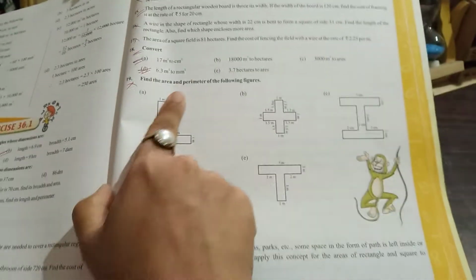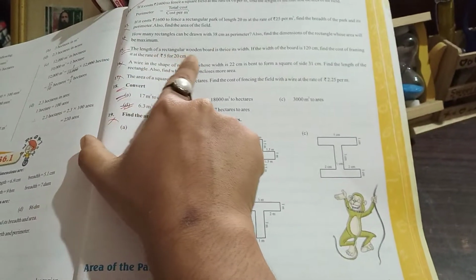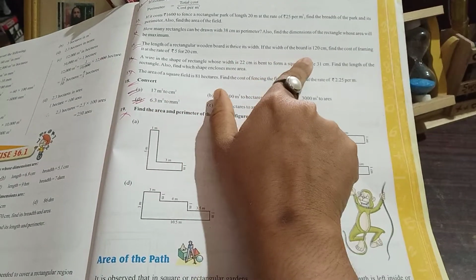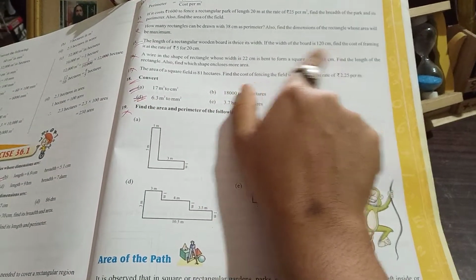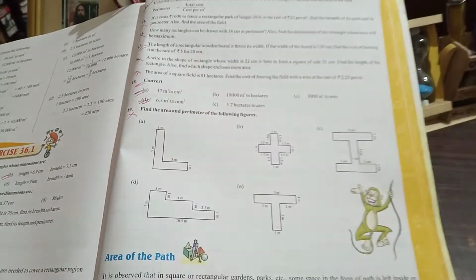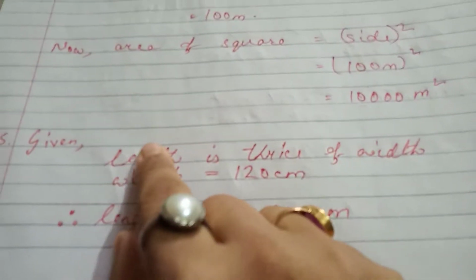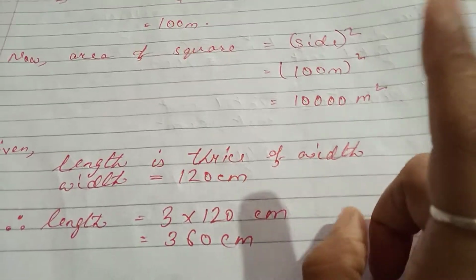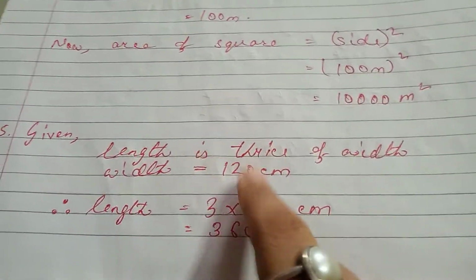Next come to question number 15. The length of the rectangular wooden board is thrice its width. If the width of the board is 120 cm, find the cost of framing it at the rate of rupees 5 for 20 cm. Okay. Now the given things, length is thrice of width. Width means breadth, always remember. Then width is 120 cm.